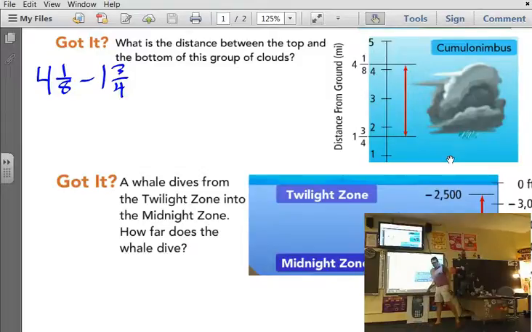In my opinion, it's easiest to go improper first and then make my denominators match. To go improper, and this is where I believe some of us are goofing up, take your whole times your denominator and add it to your numerator. What's 4 times 8? That's 32, plus 1, we get 33/8. Minus 1 times 4, add it to the 3, we get 7/4.